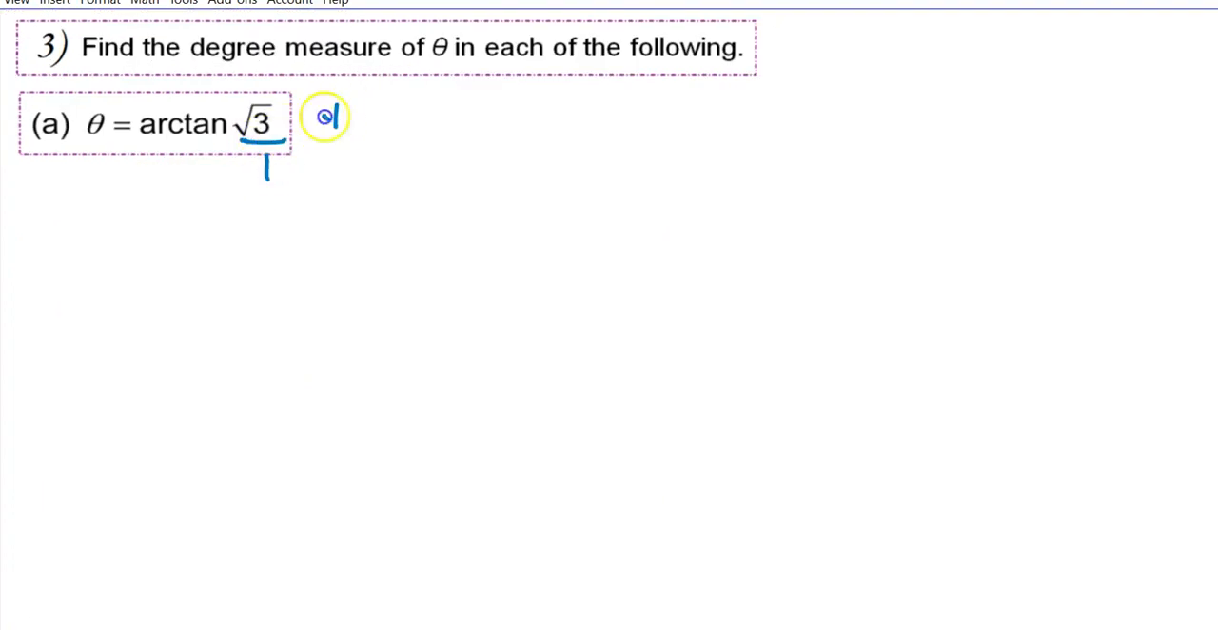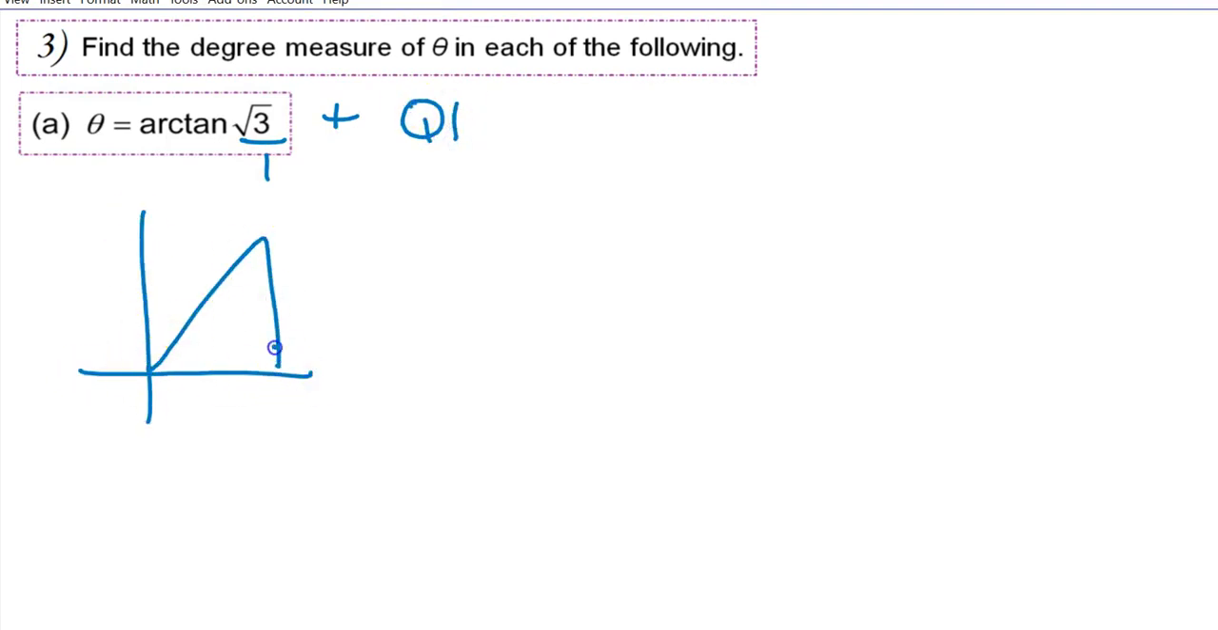It's positive, so we're in quadrant 1. Draw the reference triangle. Arctangent, so tangent, it would be square root 3 over 1. Recognize that one. See, we keep going back to the ones we know. 60 degrees again. So theta is 60 degrees, or if you want to put it in radians, pi over 3.